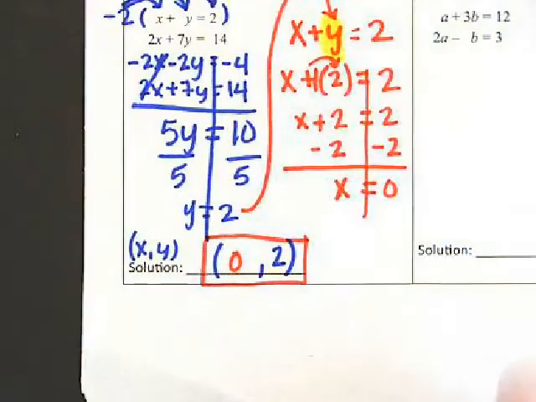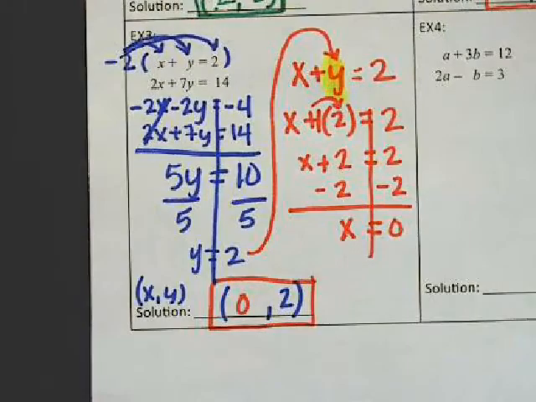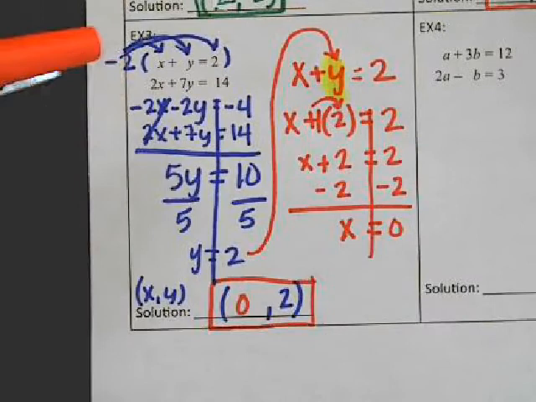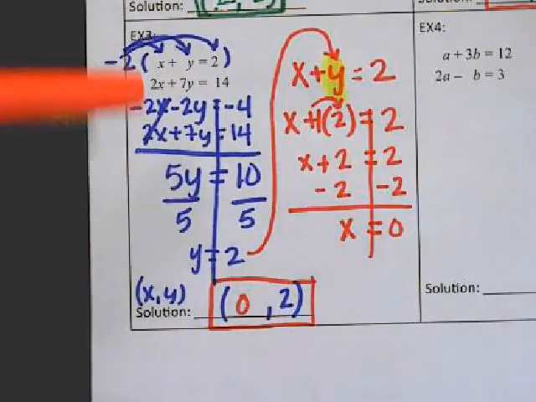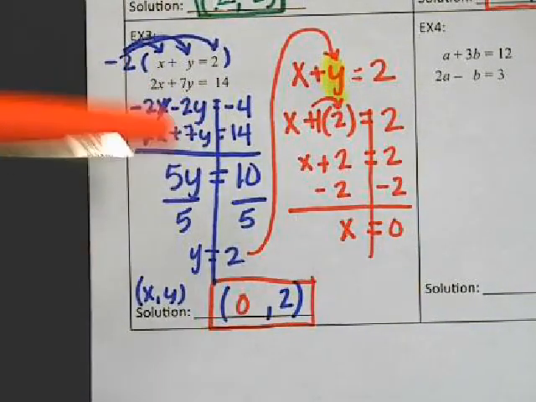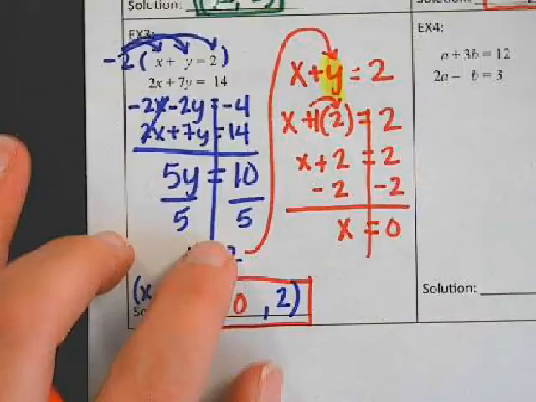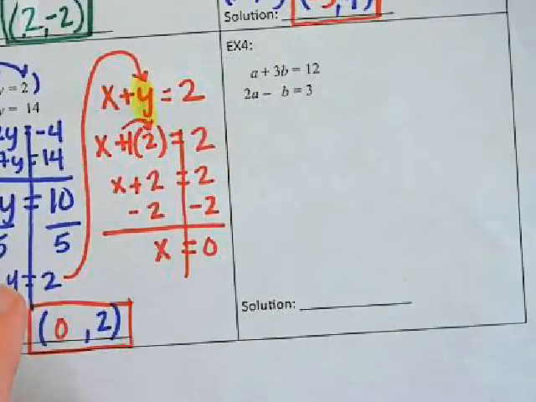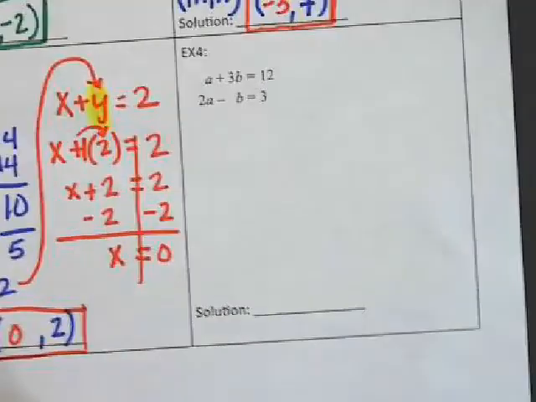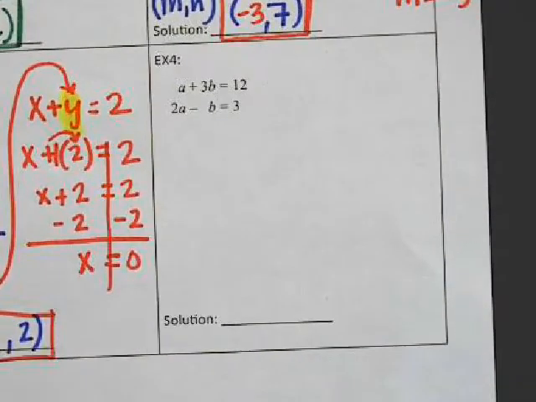Okay. So what did we have to do at the beginning? You had to put the parentheses. Right. We had to multiply by something so that one of our letters could be eliminated. Okay, look at number 4. Are any of these letters ready to be eliminated? No. Okay, they're not. So I've got 2 options.